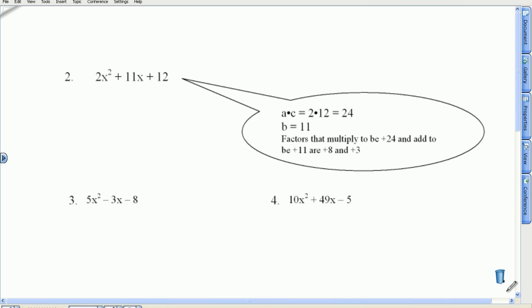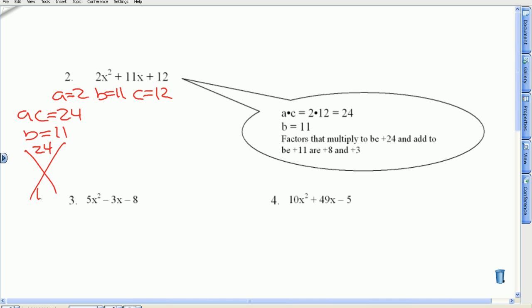2x squared plus 11x plus 12. A is 2, b is 11, c is 12. So AC is going to be 24. B, of course, is 11. So when I make my puzzle, 24 goes here, 11 goes there. Factors of 24 that add to be 11. Factors of 24: 1 and 24, 2 and 12, 3 and 8. Here we go. So I am going to replace 11x with 3x and 8x.